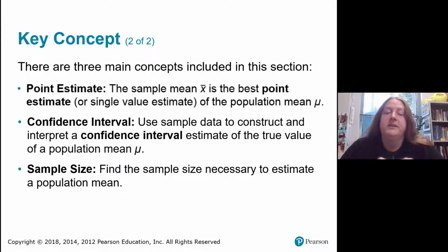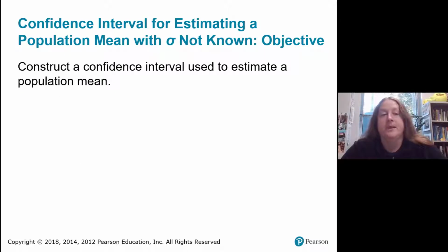What we'll focus on instead is the idea of building a confidence interval. So we're going to use sample data to construct and interpret a confidence interval estimate of the true value of the population mean. And then we'll be talking about how we can find the sample size necessary to estimate a population mean. So let's jump into this confidence interval thing.